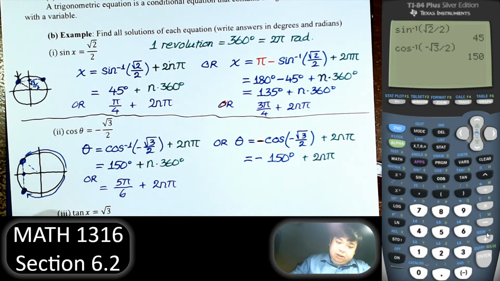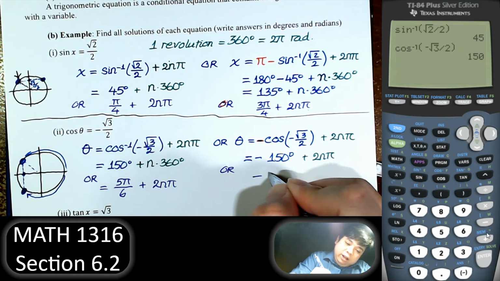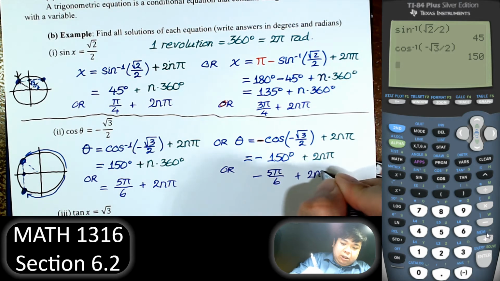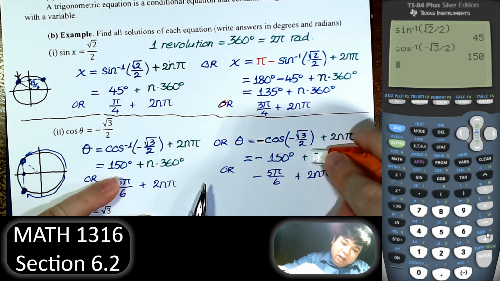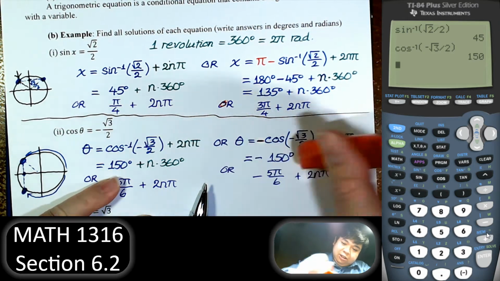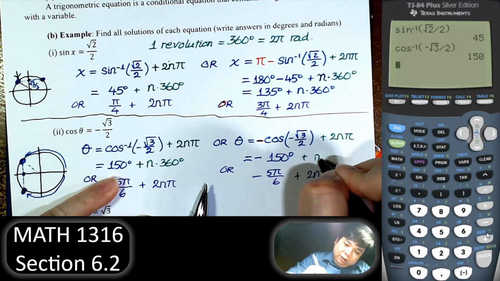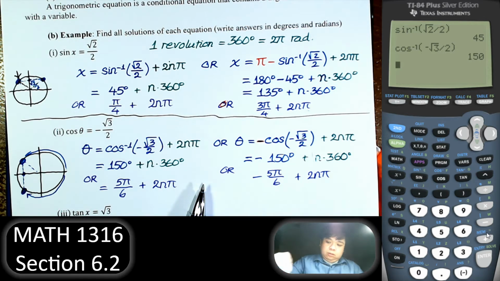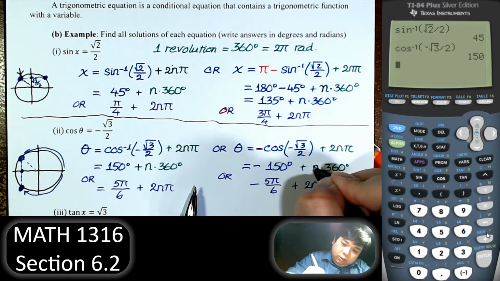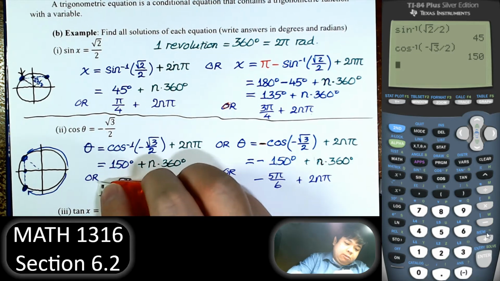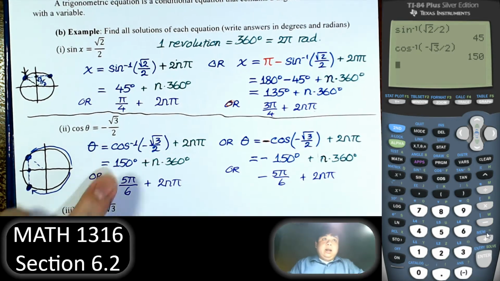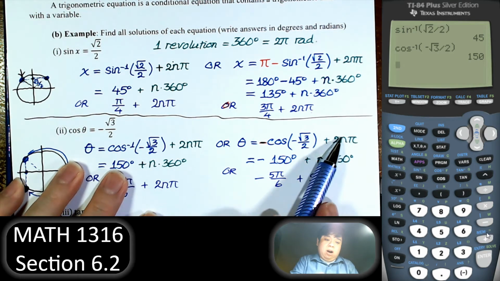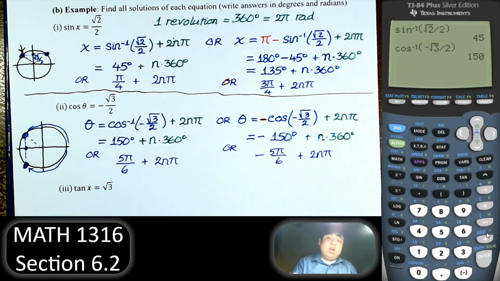Or in radian, negative 5 pi over 6 plus 2n pi. Sorry, if it is in degrees, that will be n times 360 degrees. Right. So for cosine, it is cosine inverse or the opposite of that, and it's always plus 2n pi or n times 360 degrees to get all the coterminal angles.